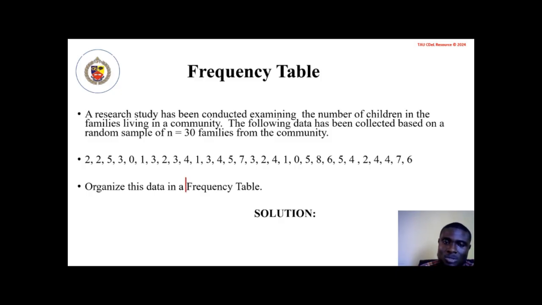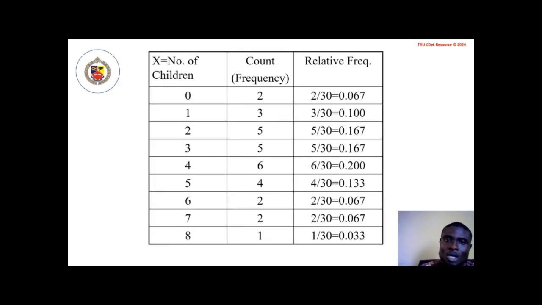The example said we should organize this data in a frequency table. The keyword is this: we should organize this in a frequency table. How do we go about it? Fantastic. The first thing to do is to outline the number of children in that sample. That is, we start from ascending order. Ascending order means that we start from the smallest to the highest. We have 0, 1, 2, 3, 4, 5, 6, 7, 8.